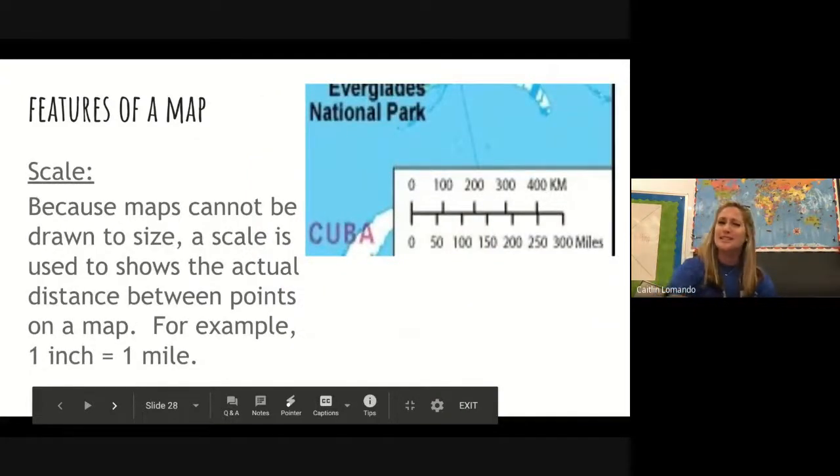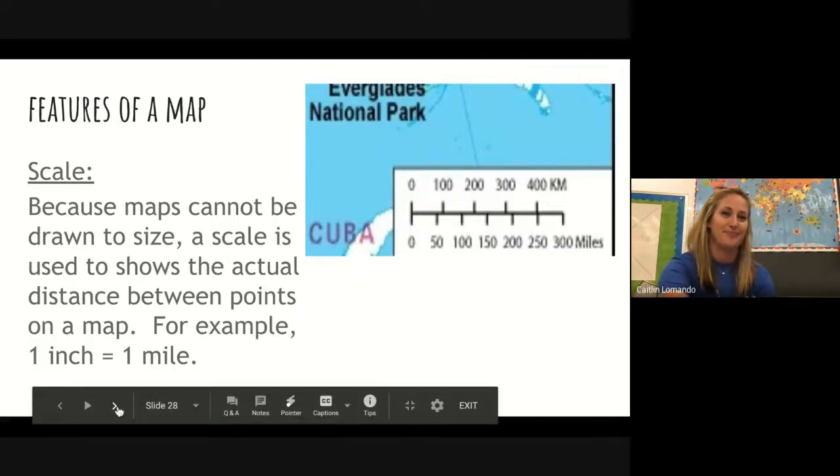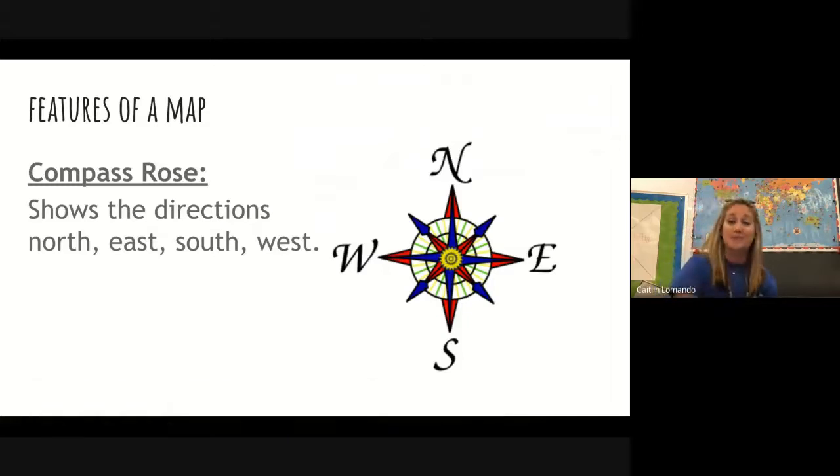Maybe you notice the scale of the map. Because maps cannot be drawn to size, a scale is used to show the actual distance between points on a map. For example, sometimes 1 inch is equal to 1 mile. Maybe you noticed a compass rose. Sometimes maps have those. A compass rose shows the directions north, south, east, and west.